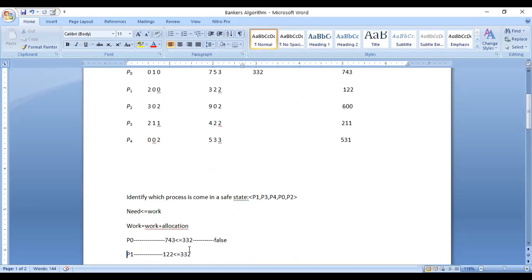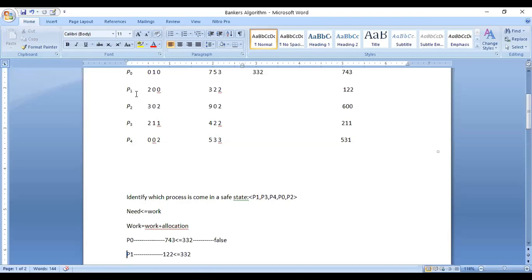And you will not check whole number to whole number. You have to check each one: this is the A resource, this is the B resource, this is the C resource. Here also A, B, C. Is 7 less than or equal to 3? No. The condition is false. Once the condition is false for even one resource, P0's condition will automatically be false, so P0 will not execute first. Later you have to check P1.